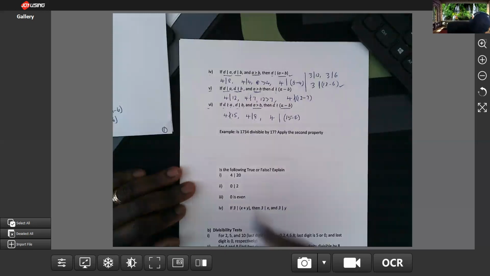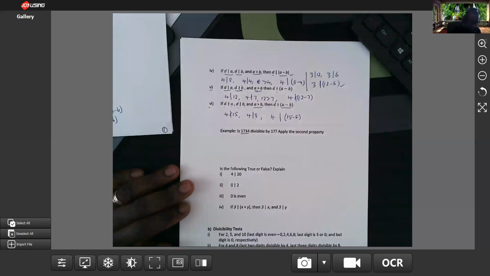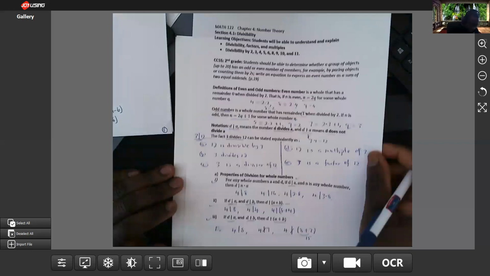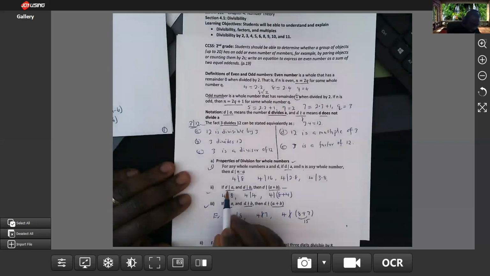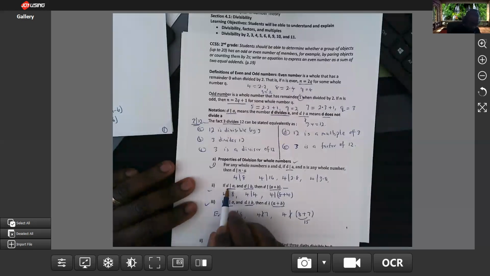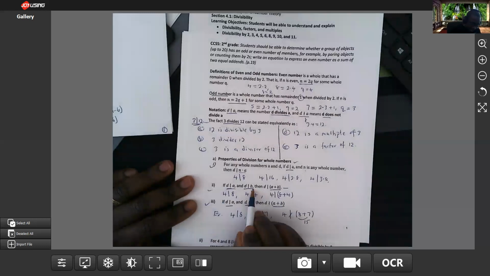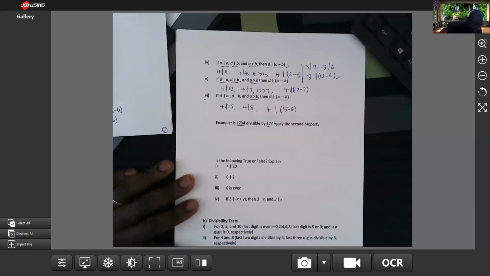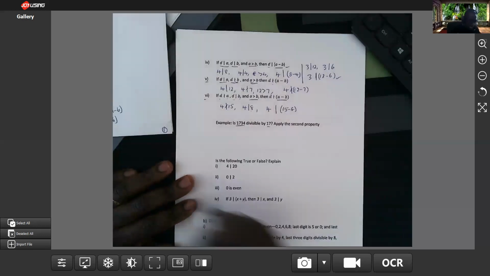It said, is the number 1734 divisible by 17? Okay, apply the second property. Now, what is the second property, which is here? The second property is that if D divides A, and D divides B, then D will divide their sum.